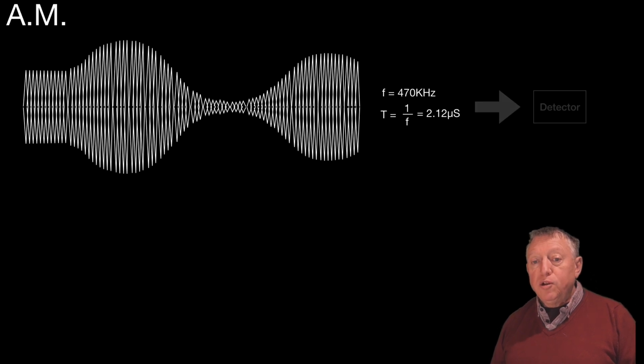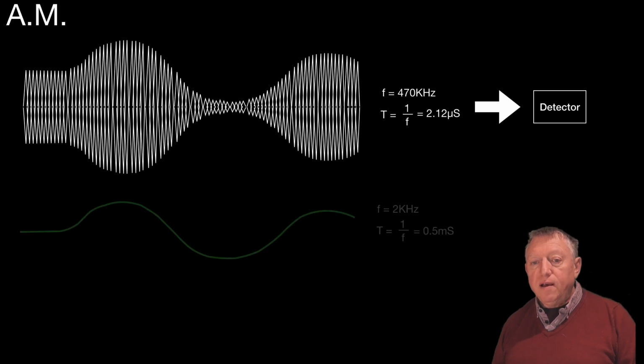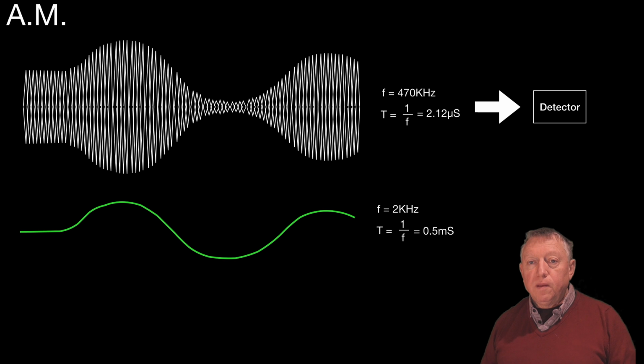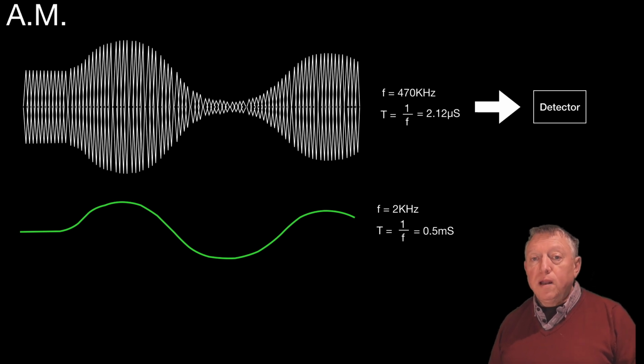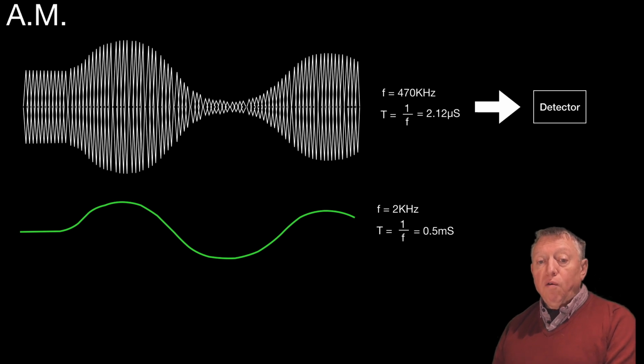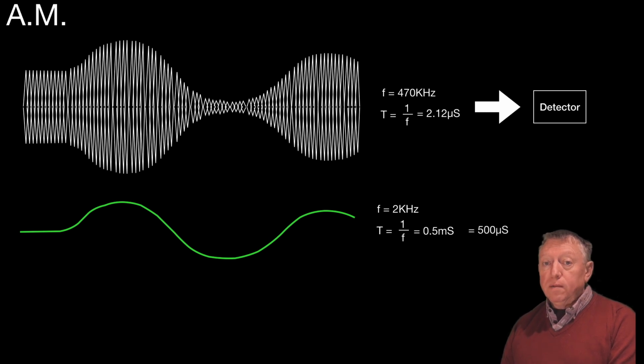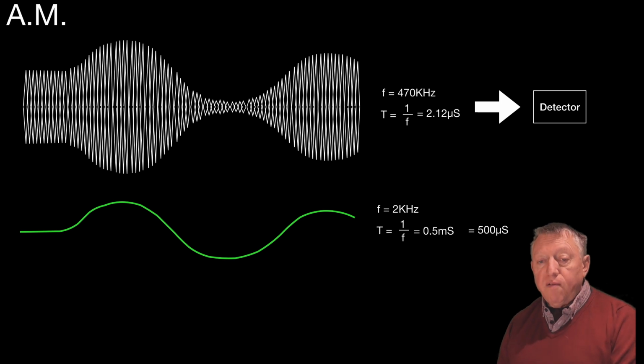Now we need to send that to the detector, and the output of the detector needs to recover the original audio. And in this example we had a 2 kHz tone. And the 2 kHz tone, which is roughly mid-band of voice, would have a period of, sorry, correction, 0.5 milliseconds or 500 microseconds.